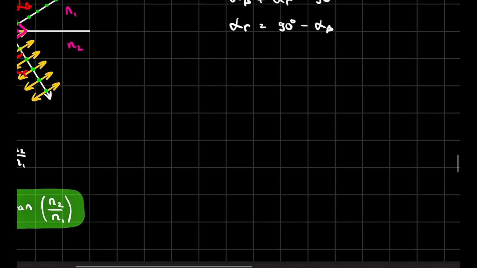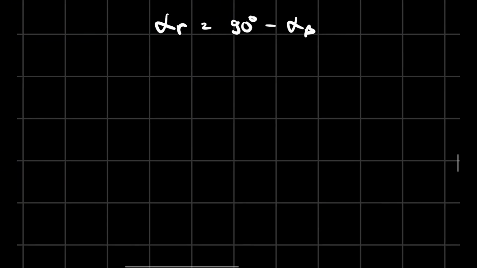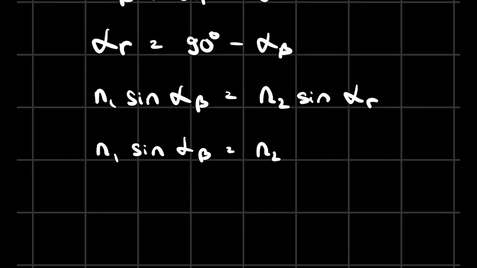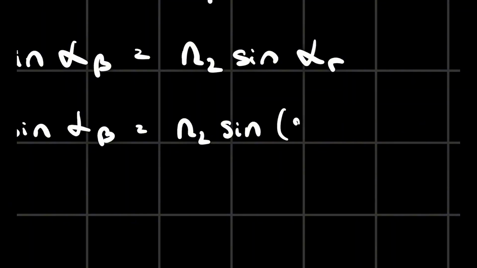Now we can apply Snell's law, which is N1 sine of the angle of incidence, in our case the angle of Brewster, alpha B, equals N2 sine of the refracted angle, alpha R. I'm sorry, so this is N1 sine alpha B equals N2 sine alpha R, and we know alpha R is 90 minus Brewster's angle.